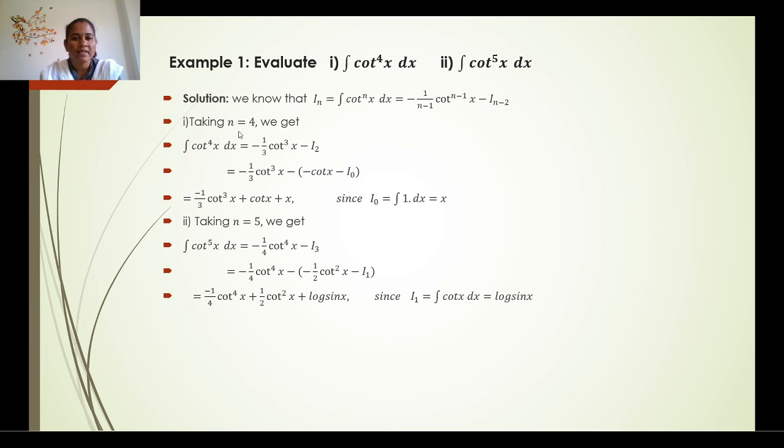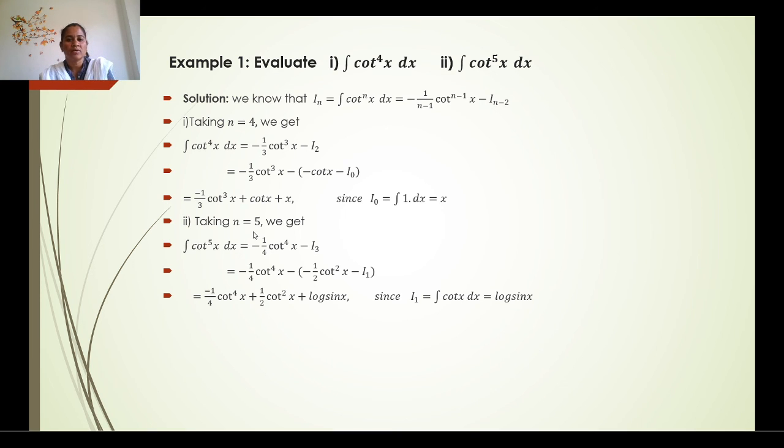Let us take the evaluation of the first problem. Taking n equal to 4, we get the integral of cot to the power 4x dx is 1 by 3, wherever we find n, we have to take n equal to 4, that is 4 minus 1, 3, cot to the power of 4 minus 1 is 3, cot cube x minus I2. Then we get this equation. Then find out I naught. Here the I naught value is x. So substitute here, we get the solution for the first problem.